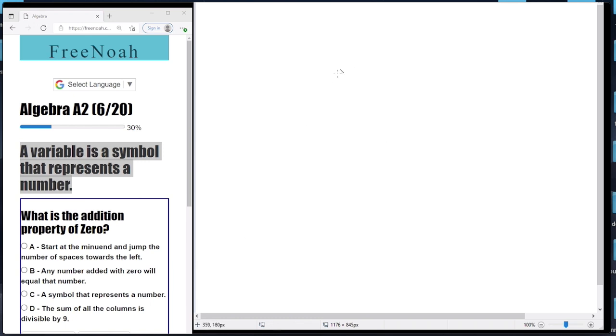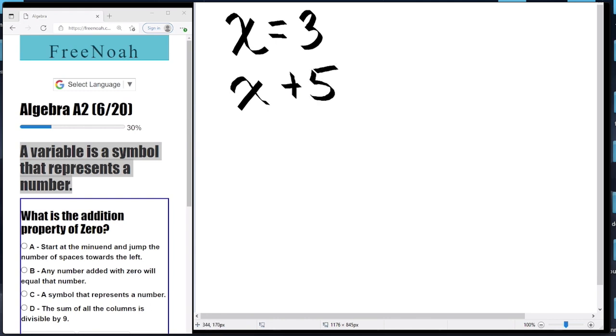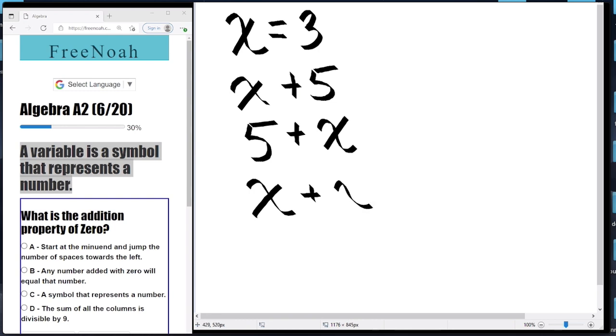Let's look at a different example where we give you three examples. So x equals 3. Once again, this is a basic introduction to equations using variables. We have x plus 5, and 5 plus x, and let's do x plus 1. What is it equal?